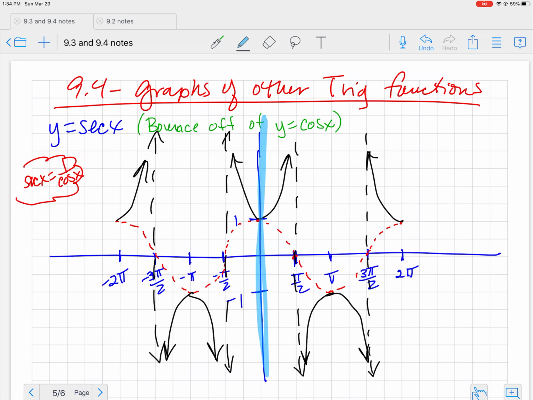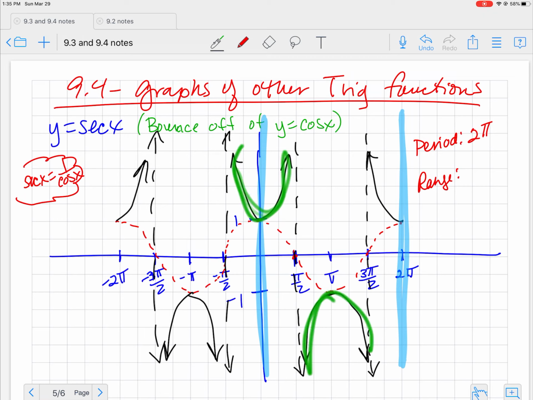Because cosine, quote unquote, I'm air quoting that you can't see, starts at 0, whenever I do one of these periods, here is one period, right? Because this is one period of cosine. That's one period here of secant. So if that's one period, then what is the period here of secant? 2 pi, right? It's the same. Good. So my period is 2 pi.